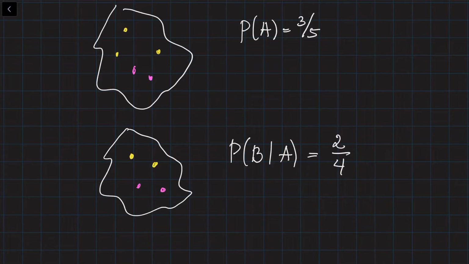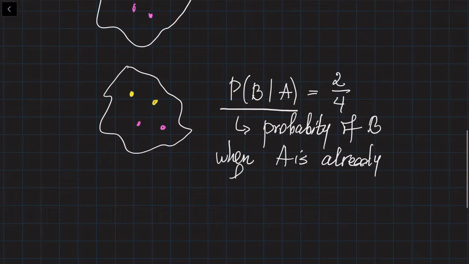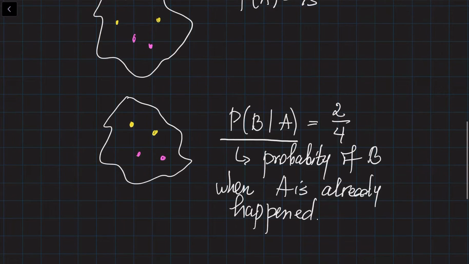So it appears we need to introduce a new type of notation for the probability, one that takes into account that some event has already happened. In this case, this notation means the probability of B when A has already happened. And this notation is called the conditional probability.